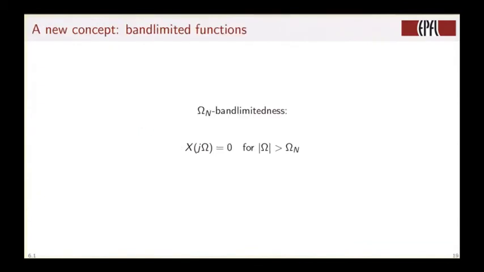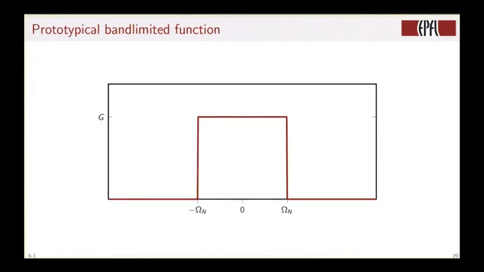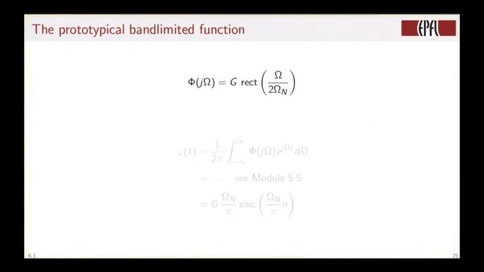We introduce a new concept, namely the concept of band-limited functions. Omega_N bandlimitedness means that the Fourier transform of a function that is bandlimited is strictly zero outside an interval from minus capital omega_N to capital omega_N. This is a very simple function. It's a rect function between minus omega_N and omega_N, centered around 0, and of height capital G. So this was the Fourier transform of this bandlimited function, the prototype of a bandlimited function.